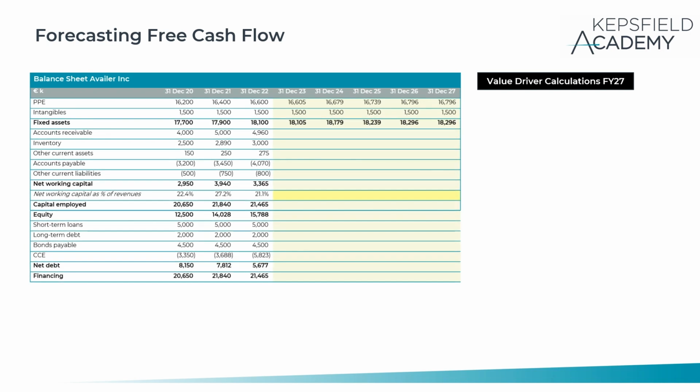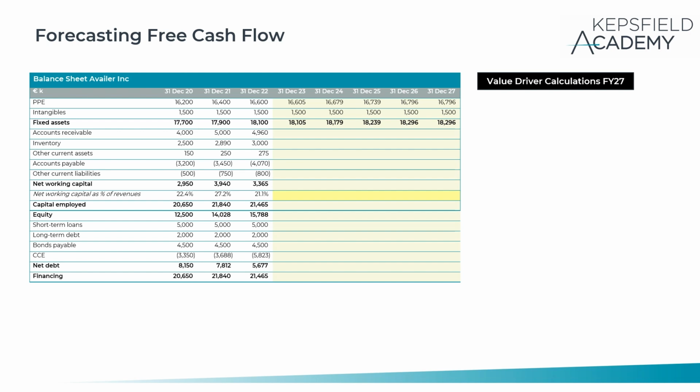Next, we are going to forecast net working capital. In our simple model, individual components of net working capital, such as accounts receivable, inventory, other current assets, accounts payable, and other current liabilities are not forecasted separately. As an alternative, net working capital is projected based on a percentage of revenues. This assumes that a certain level of working capital investments are required to support the growth of the business.